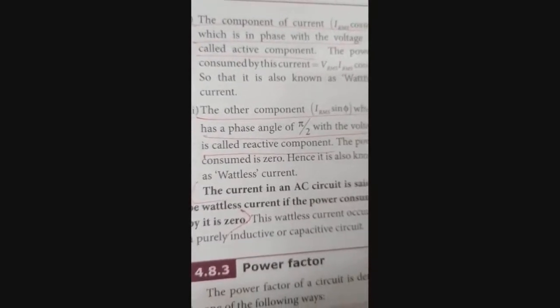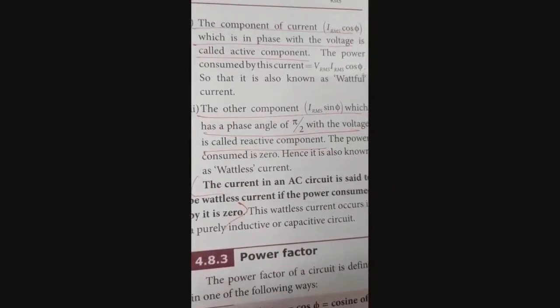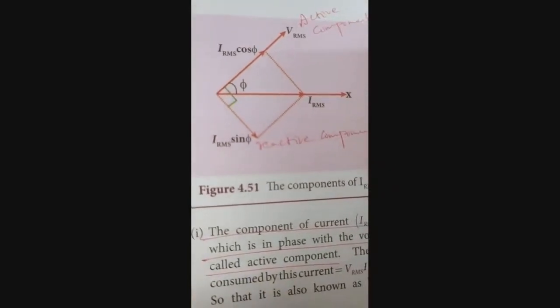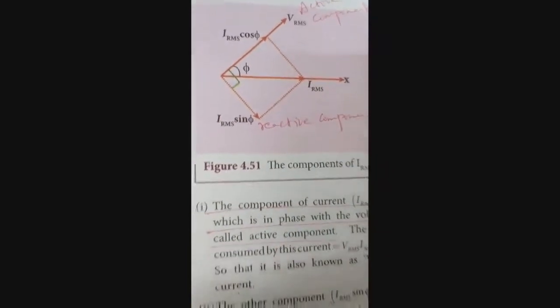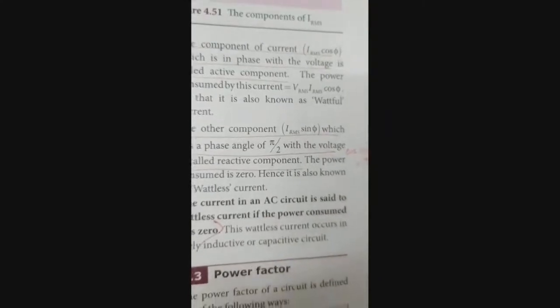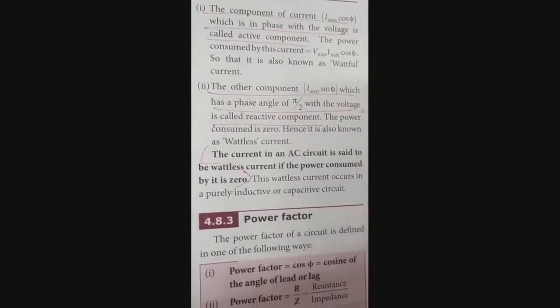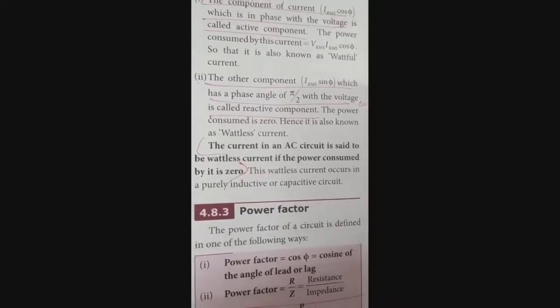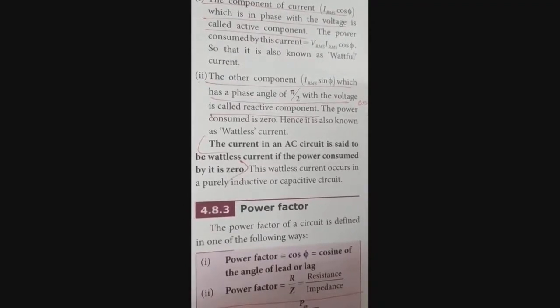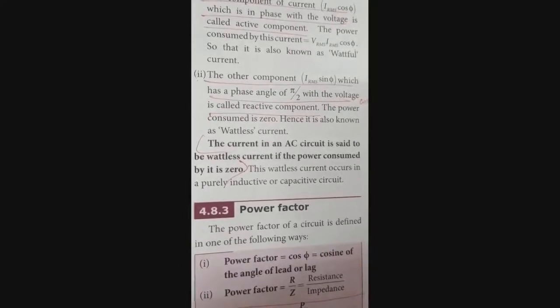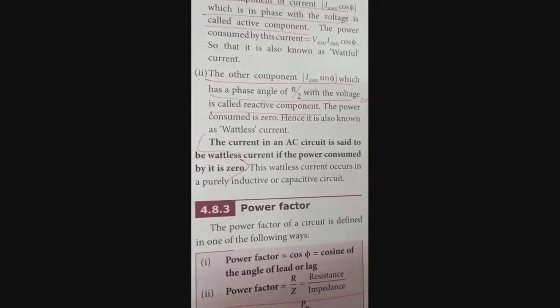Whereas the other component Irms sin phi has a phase angle of pi by 2 with the voltage. Here Irms sin phi is making an angle of 90 degrees with Vrms. So the angle phi becomes pi by 2, and you know cos pi by 2 is equal to 0, and so this is called wattless current. So the current in the circuit is said to be wattless current if the power consumed by it is 0. This is the main thing. The current is said to be wattless if the power consumed by it is 0.